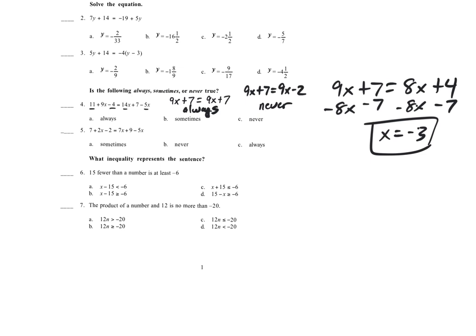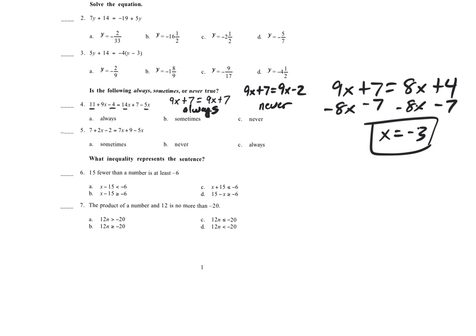Sometimes it'll be true, but not always. And definitely not never. Okay? So that's what you're doing on those. And I know the question's a little bit different, but just kind of think about what is asking. And if you had an inequality, it would be the same way.